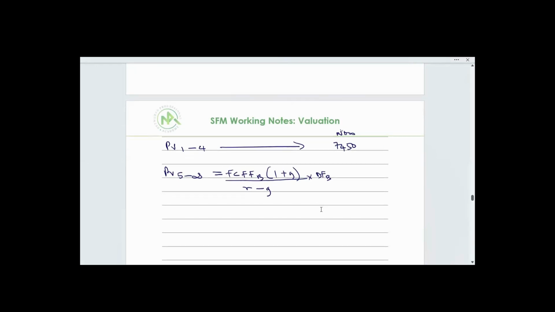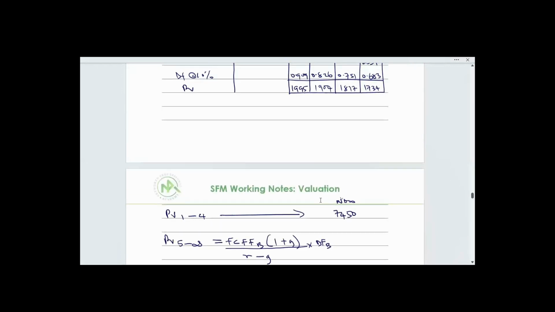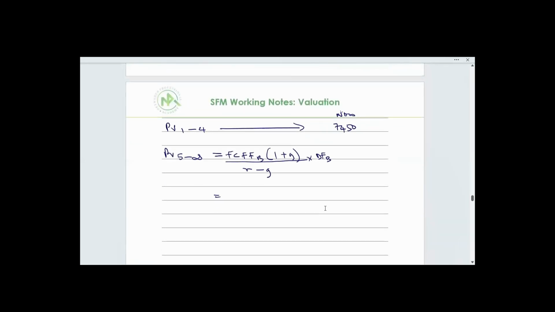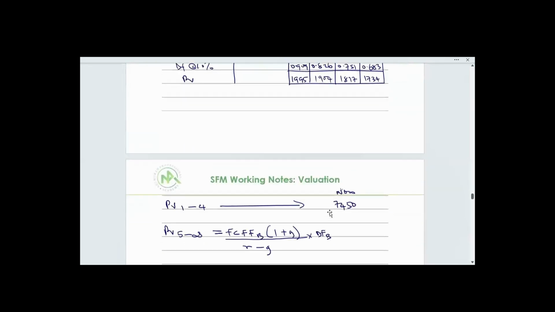Okay. So what's the free cash flow of the base year? Base year is year 4. So free cash flow of year 4 is 2539. What's the growth rate after year 4? Let's go back to the question. The examiner has told you that the cash flow will grow by 4% after 4 years for Panto. So that will be 1.04 divided by the cost of capital of Panto, which is 10%, 0.10 minus the growth rate of 0.04, multiplied by the discount factor of the base year. The discount factor of the base year is 0.683.